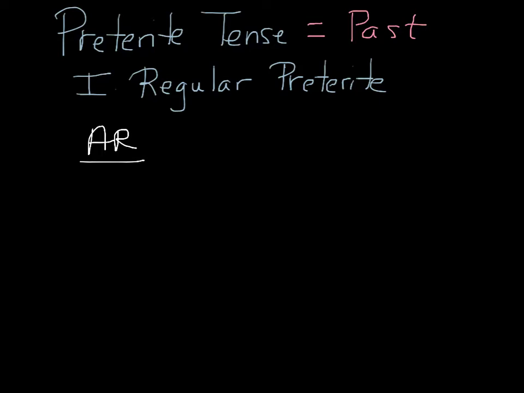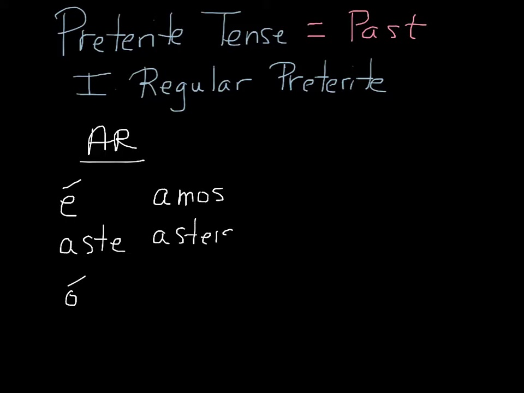So for AR verbs in the yo form, the ending is é with an accent mark. In the tú form, aste. In the ella, usted form, ó with an accent mark. Nosotros is amos. That is the same as the present tense. We'll talk more about that in a moment. For vosotros, the ending is asteis. I know you're used to having an accent mark in vosotros. In the preterite, there is not one. And the ellos, ellas, ustedes form is going to be aron.